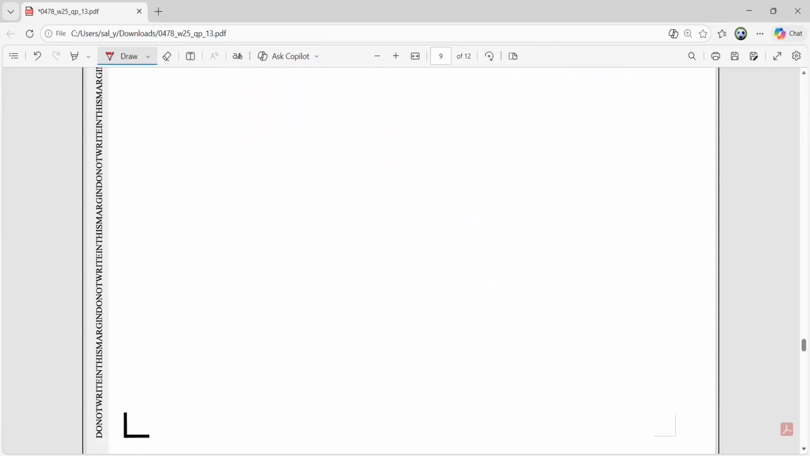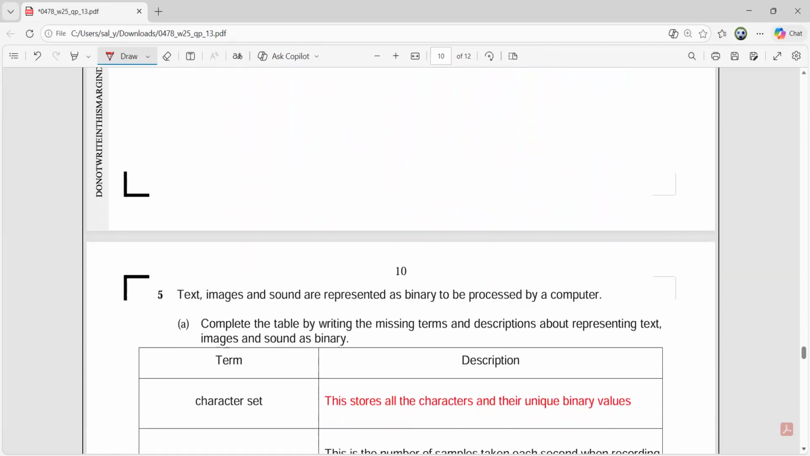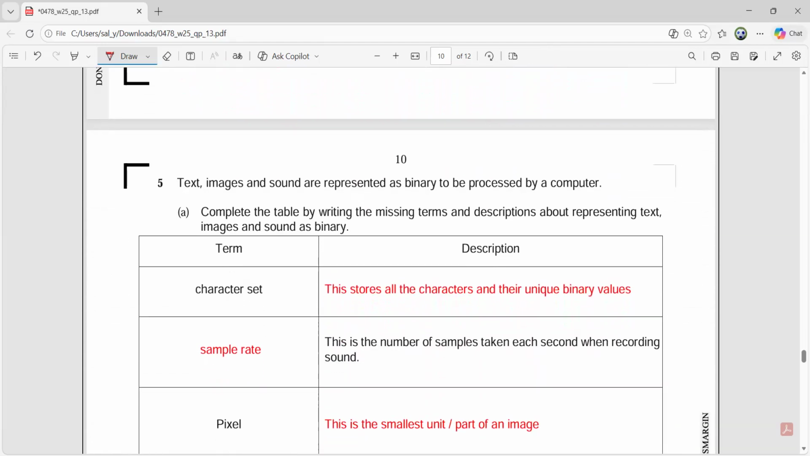They have covered nearly, yes, exactly, they have covered nearly all the questions. That's great. Question number 5.